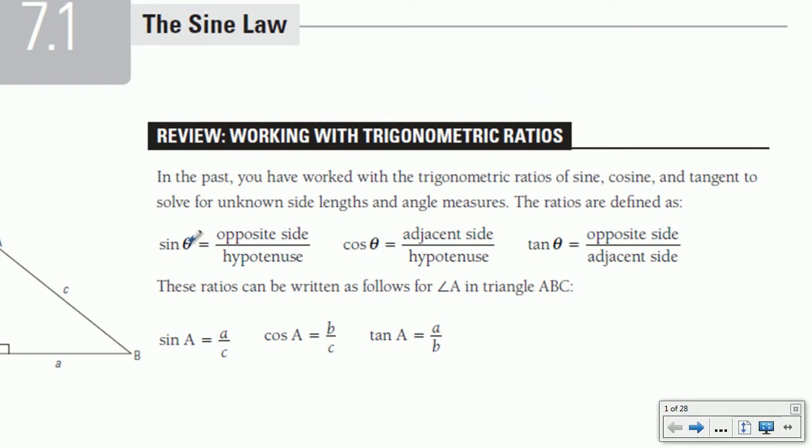In the past we've done sine, cosine, and tangent. For a right angle triangle, sine is opposite over hypotenuse, cos is adjacent over hypotenuse, and tan is opposite over adjacent, which we can remember quickly with the acronym SOH CAH TOA. So those are the equations.